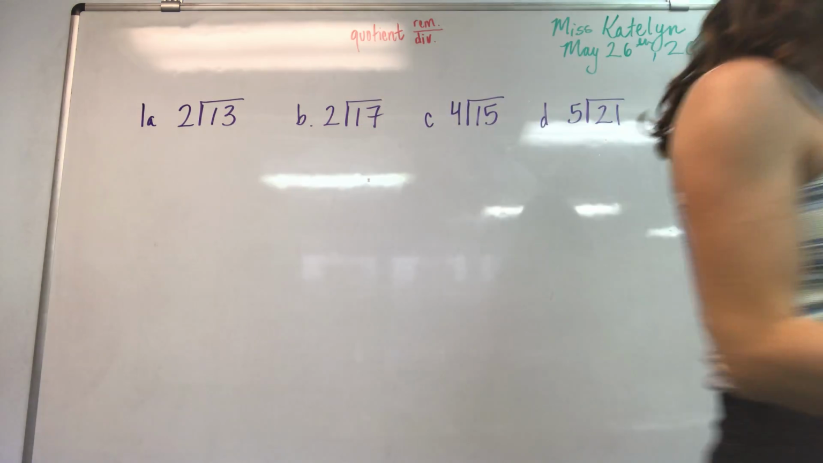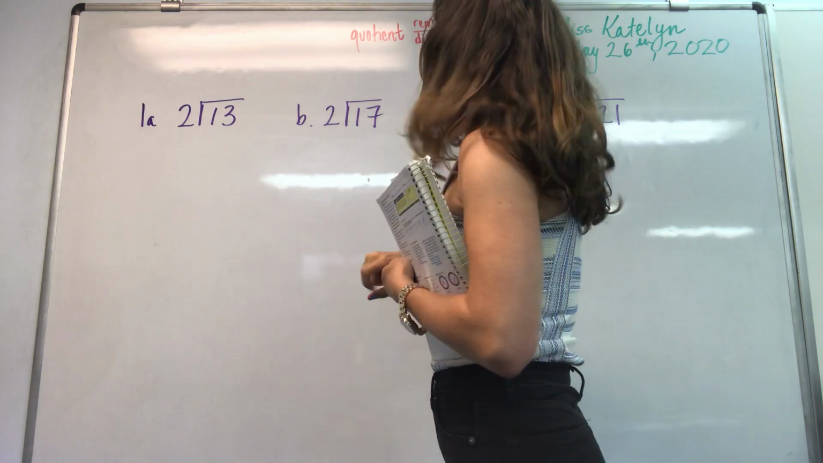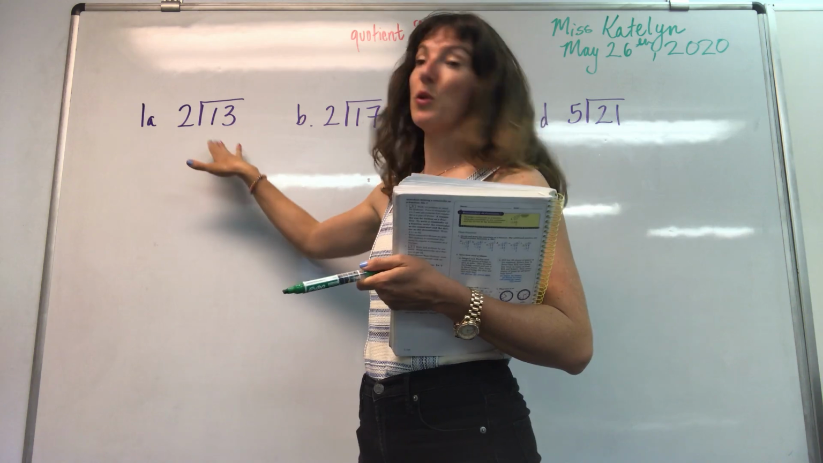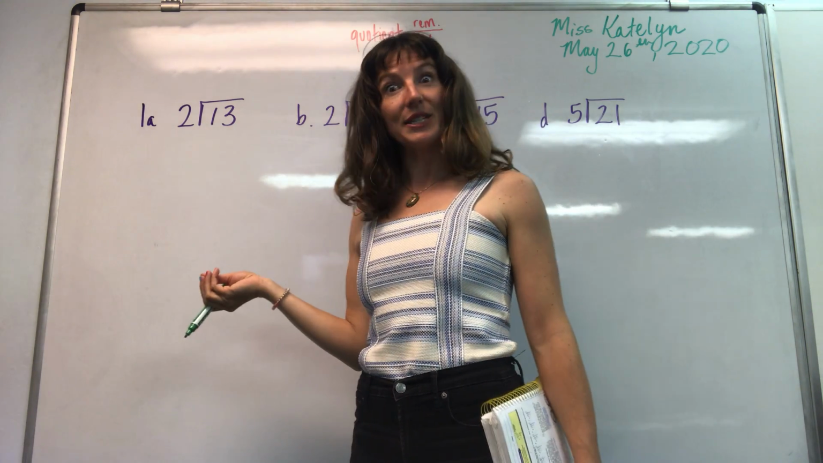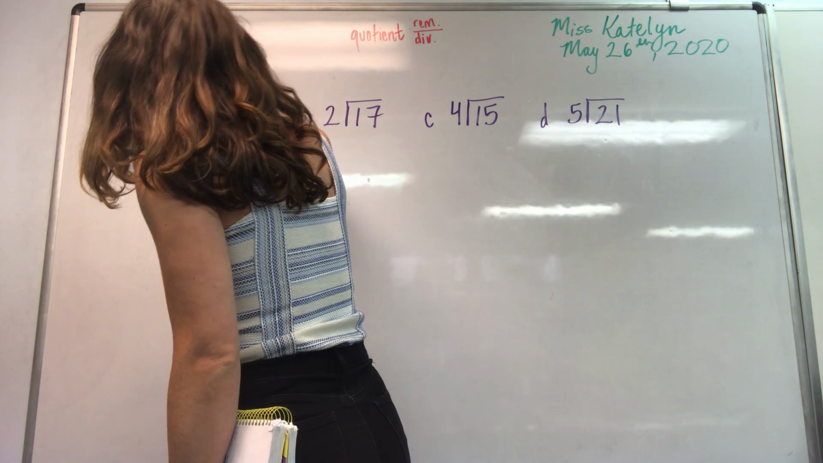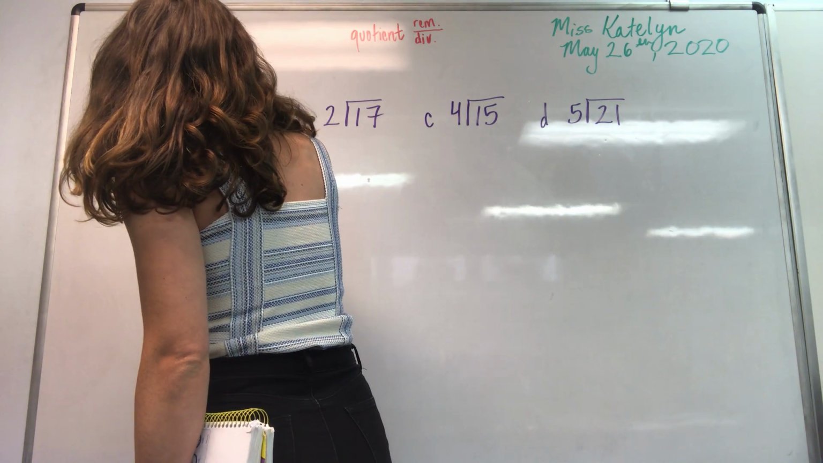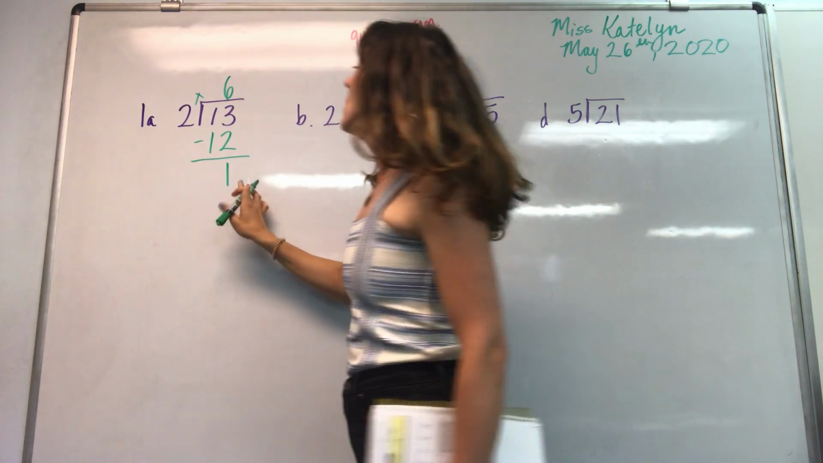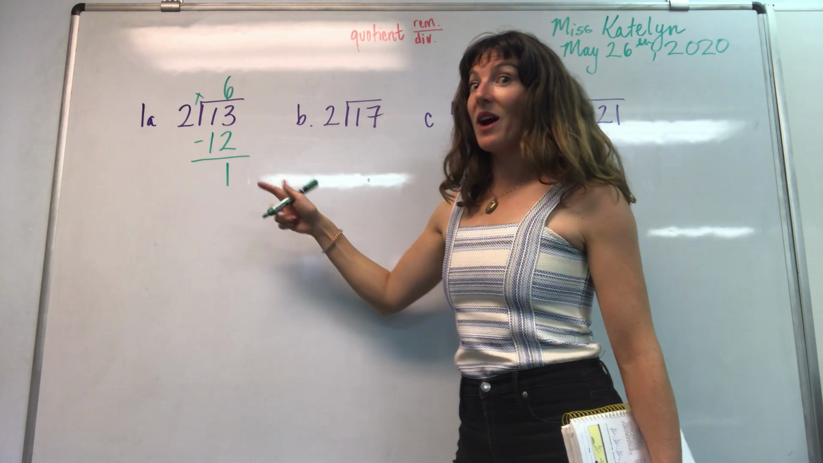Here we go. All right, our first equation is 13 divided by 2. I know my 2 times table. I know that I'm going to have a remainder in this, okay? So what times 2 gets us really close to 13? My guess is 6. 6 times 2 equals 12. 13 minus 12 is 1. 1 is less than 2. There is nothing to bring down, so I have a remainder.